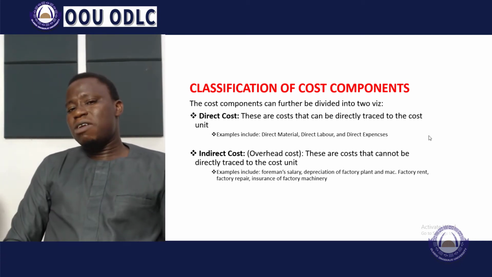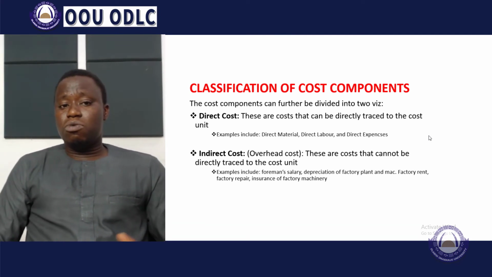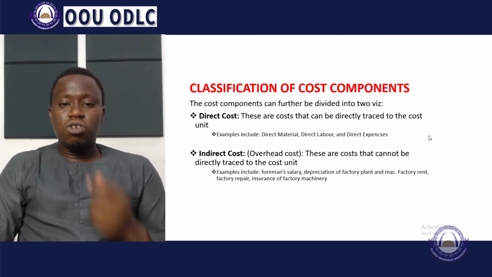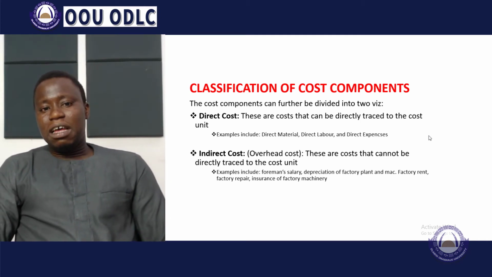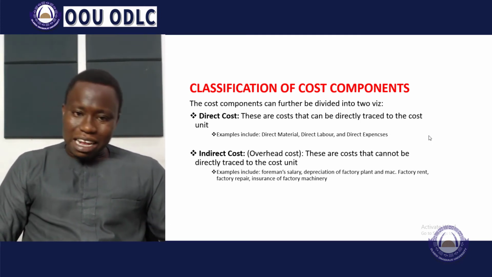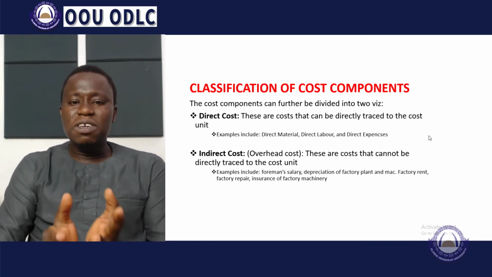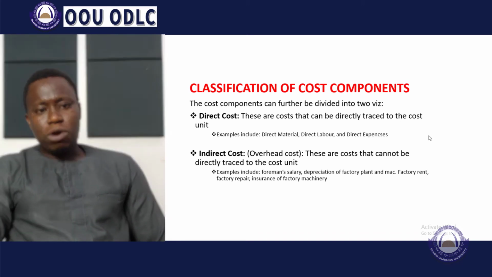Now, in manufacturing account, we have various terminologies that are used. We have what we call the prime cost. When we say prime cost, it is the summation of all direct costs. In the previous slide, I gave an example of direct cost. That is, we have the direct material, direct labor, and direct expenses. So the summation of all of these direct costs is what we refer to as prime cost.